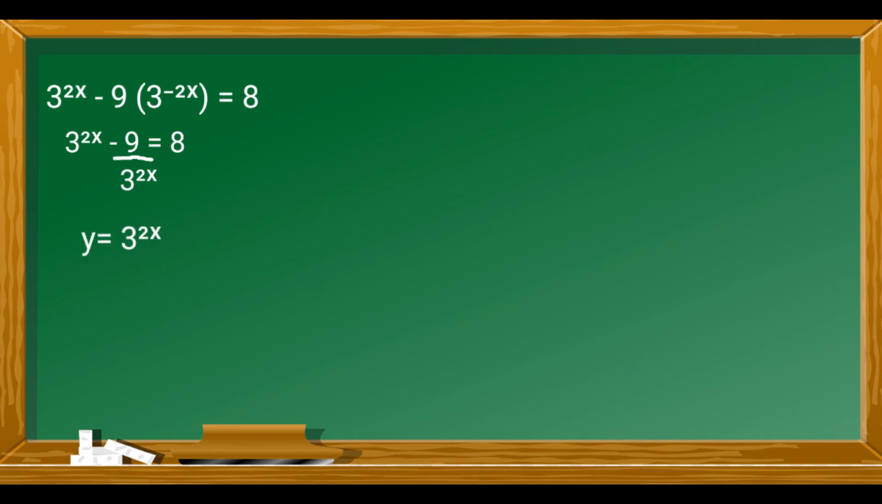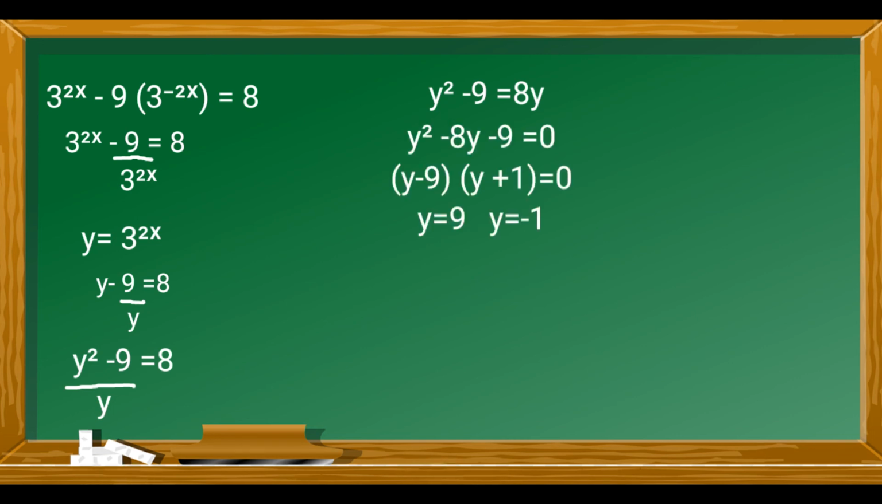So let's make y equal to 3 to the power 2x. Substituting into the equation, we get y minus 9 over y equal to 8. We make y the LCM, so we get y squared minus 9 all over y equal to 8. Cross multiply, so we get y squared minus 9 is equal to 8y. We put everything on the left side, so we get y squared minus 8y minus 9 is equal to 0.